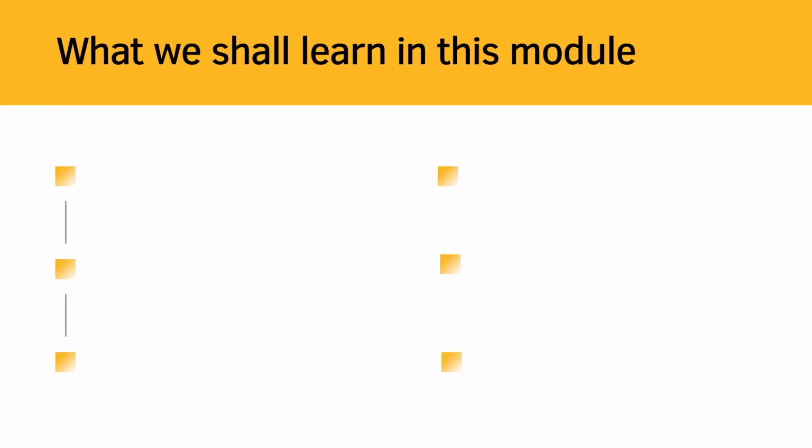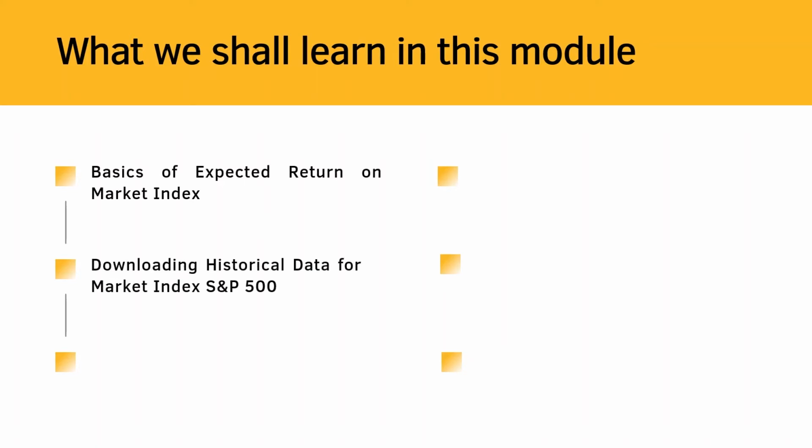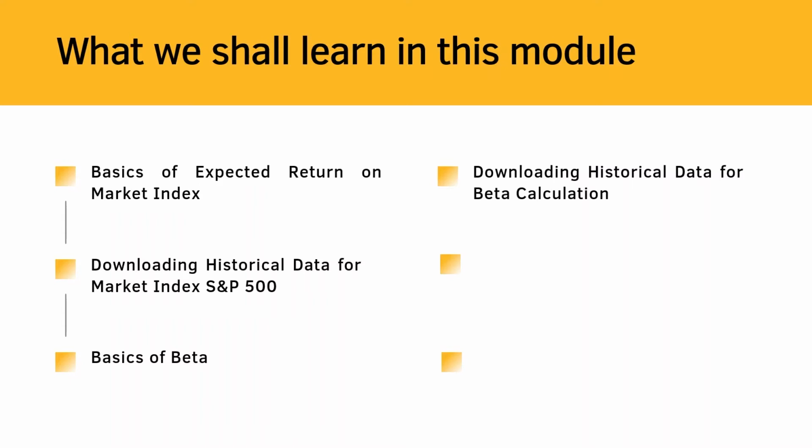In this module, we shall learn the basics of expected return on market index. After that, we shall understand and download the historical data for the market index S&P 500. Next, we shall understand the basics of beta, that is systematic risk in the stock market. And after that, we shall download the historical data for calculation of our beta for Caterpillar Incorporation. Next, we shall calculate and understand the basics of the CAPM model, that is the capital asset pricing model. And lastly, we shall try to find out our cost of equity using the CAPM model.